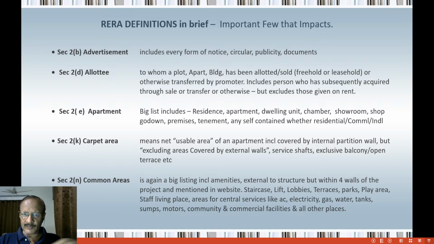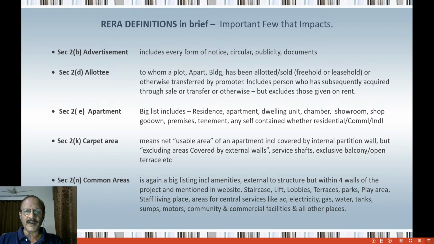Okay, that's a common one. But if your open terrace is attached and appurtenant to the flat, then that will be covered again. If it is completely only for you and nobody else, that terrace area will be covered. This will also exclude service shaft, balcony, open terraces. Open terrace I just told you.